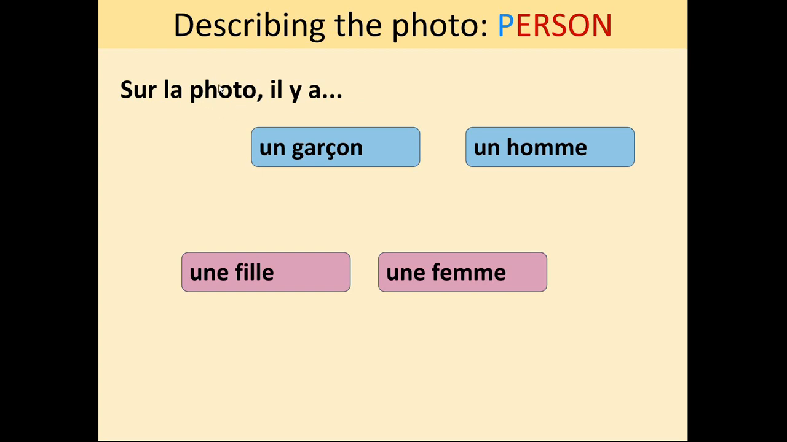So you recognize the word photo here. You recognize the word la, which means the. And we also know il y a, which means there is. Sur la photo, on the photo, there is. And then we're mainly going to be working with these four words here. So four different types of people you would see. We have un garçon, un homme, une fille, une femme.